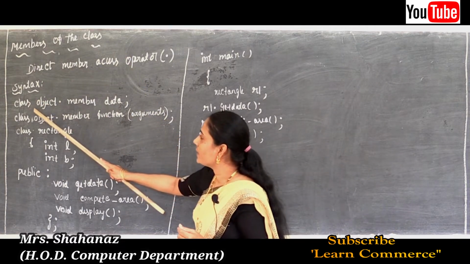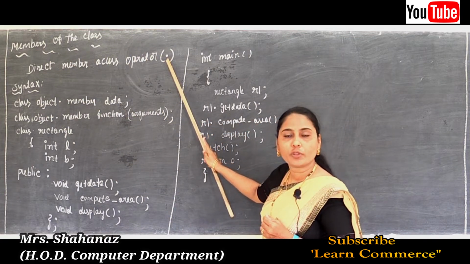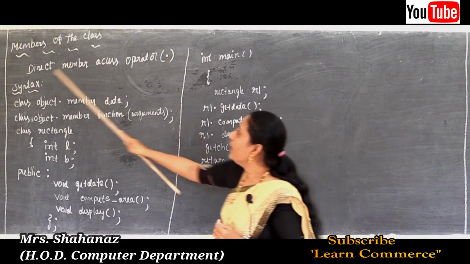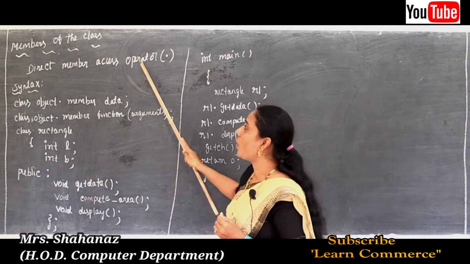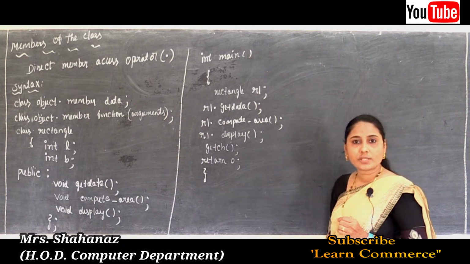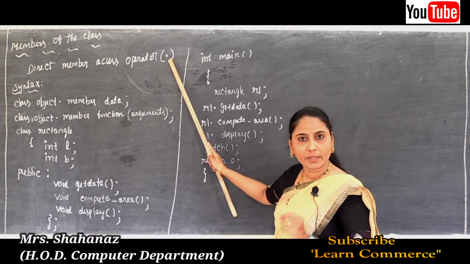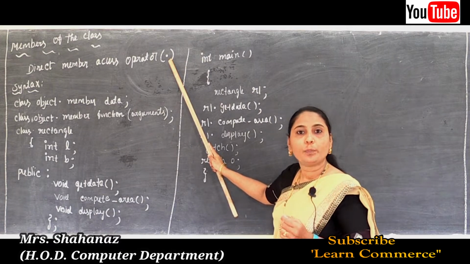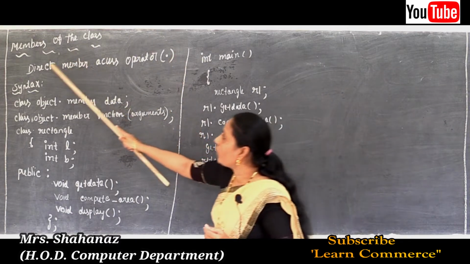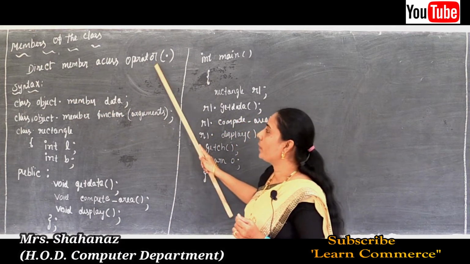Here we are using one operator. The object of the class can be accessed using this operator. The operator is called the dot operator, or the period operator, and one more name is the direct member access operator.